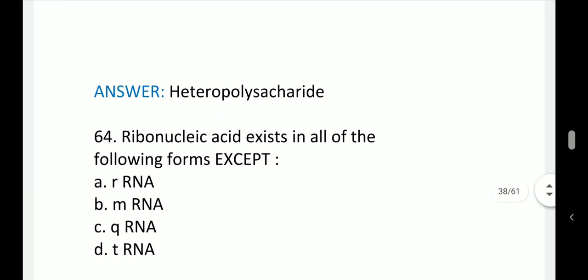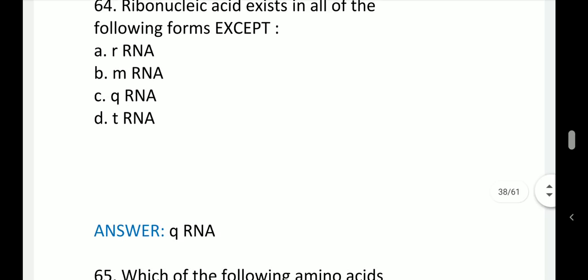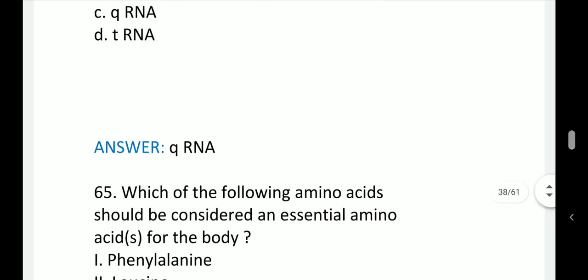Question number 64. Ribonucleic acid exists in all of the following forms except. Option A, rRNA. Option B, mRNA. Option C, qRNA. Option D, tRNA. Answer is qRNA. That is option C is the correct answer.